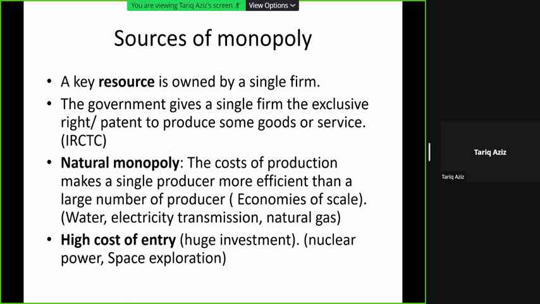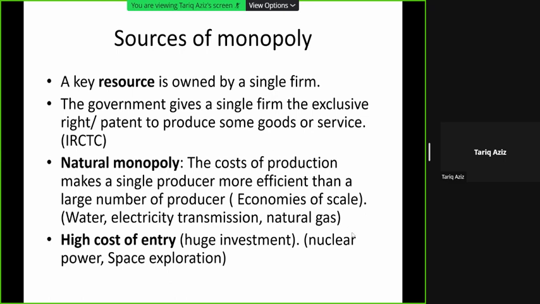So the cost of production makes a single producer more efficient than a large number of producers. Economies of scale. Examples include water, electricity transmission, natural gas. There are only a few players in these industries, and that is the reason. Another example could be the steel industry. There are not so many players in the steel industry, because the initial investment required is very huge, and they have to operate at a very large scale.